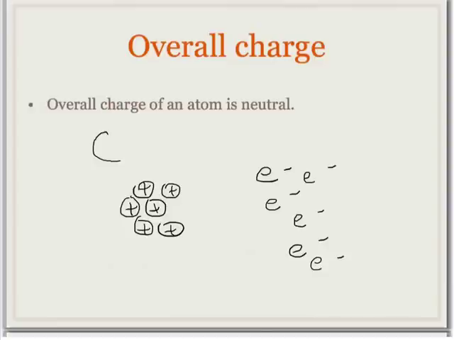The neutrons have no charge. There's also going to be 6 of those in the carbon atom. And because it has no charge, and the protons and the electrons cancel each other out, your overall charge of the atom is 0.